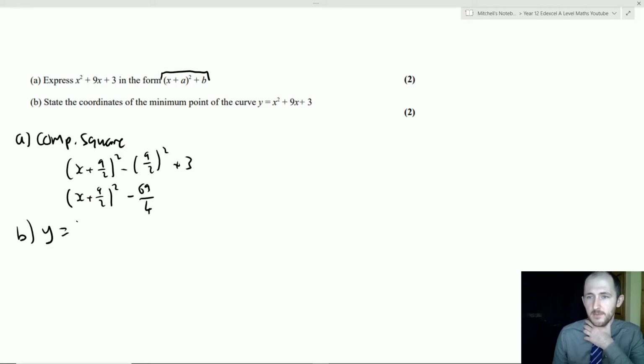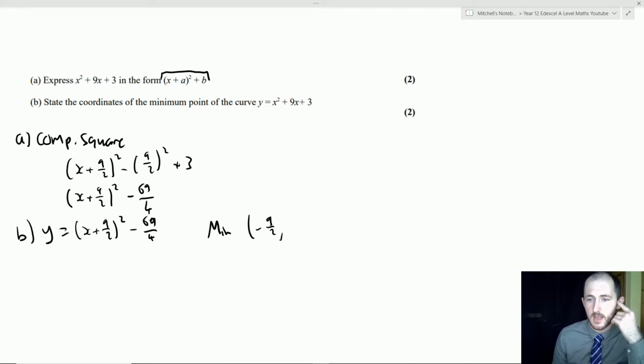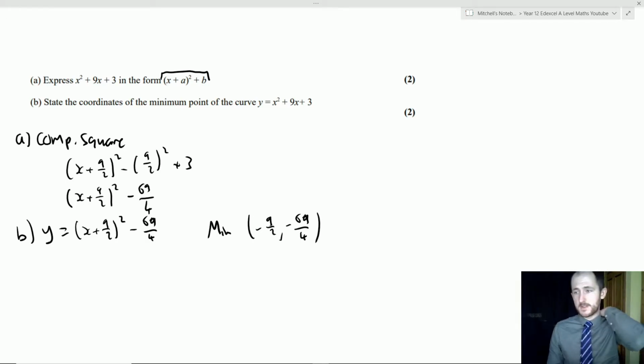So y is just equal to x plus 9 over 2 squared minus 69 over 4. So the minimum point, if you remember, you flip the sign of this, you get minus 9 over 2. And you just keep the same thing. So minus 69 over 4. That's your answer. 4 marks in about 2 minutes, if that. Not too shabby at all.